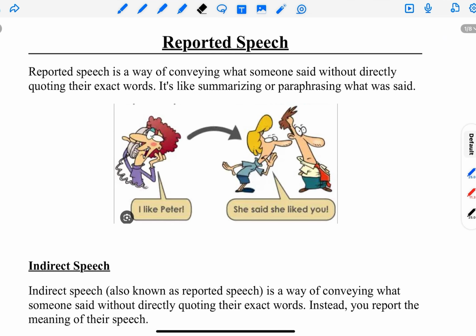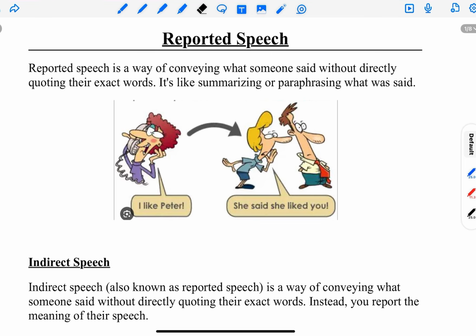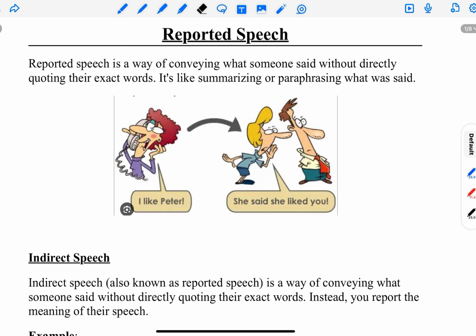Hello friends. So today I am going to discuss reported speech, which is also called indirect speech or narration. First we will discuss what is direct speech, then we will see what is the difference between direct speech and indirect speech, and what are the rules to change a direct speech into indirect speech. So let us start today's topic.